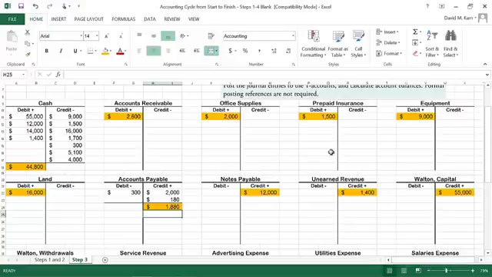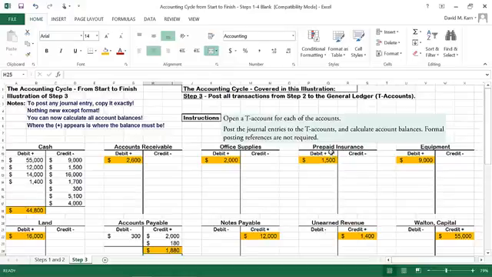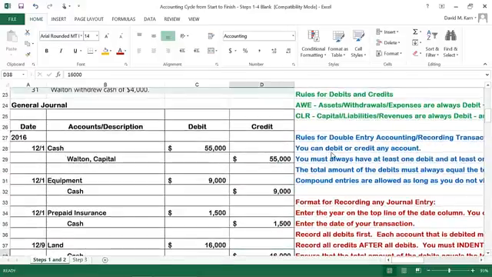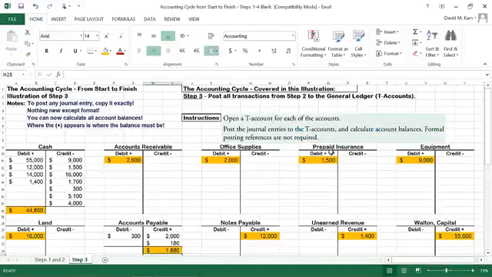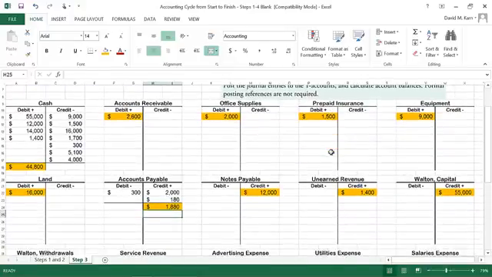So now we have a balance for each of our accounts. Again, all we did was post the journal entries from steps 1 and 2 that we did in the previous video over to the T accounts here. So in the next video we'll go ahead and prepare a trial balance. So stay tuned and we'll be right back to you for that.